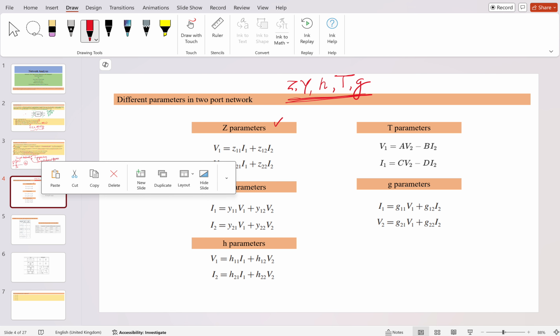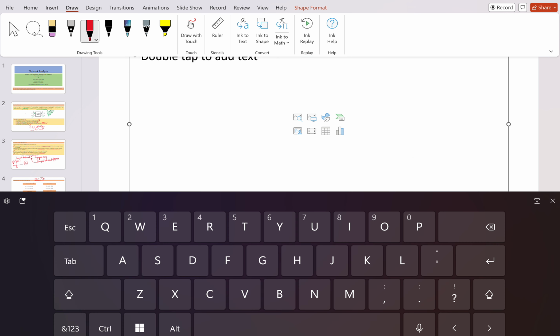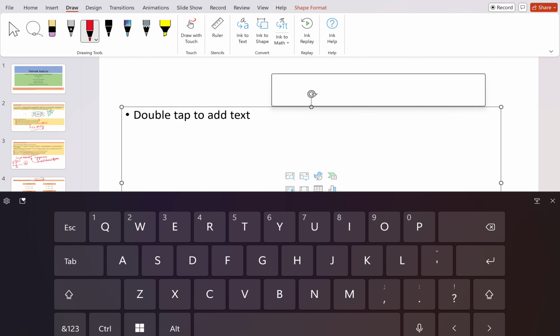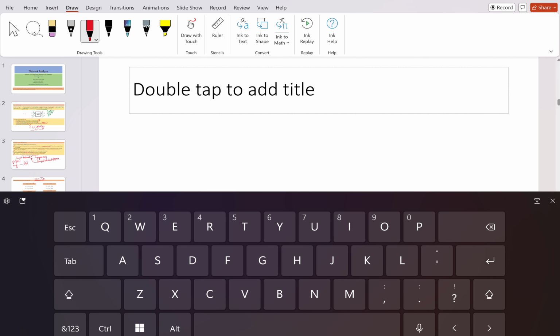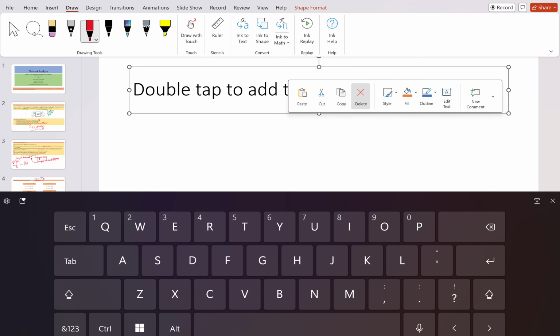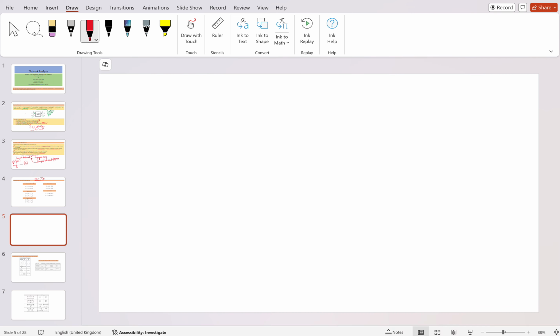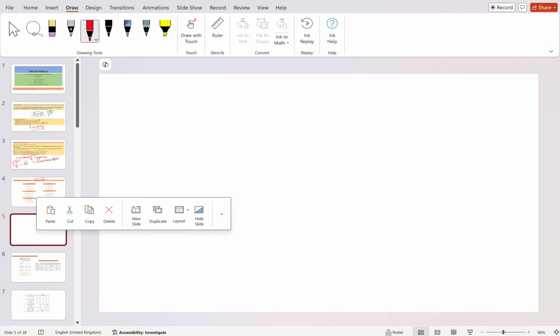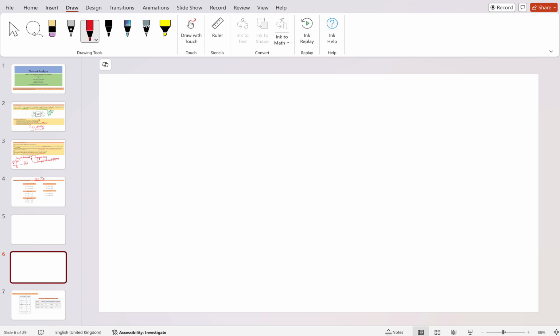Just duplicate it. New slide. So let's see in the detail. Duplicate. So the Z parameter, which we are actually observing here. So the Z parameter, if you see, this is the Z parameter.